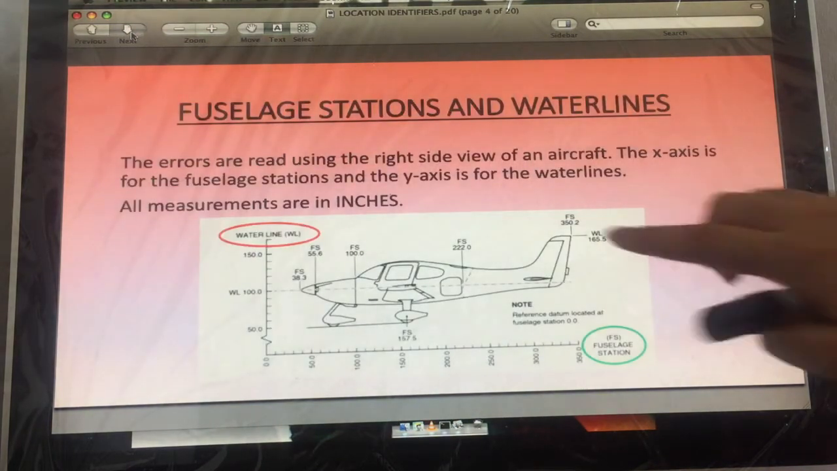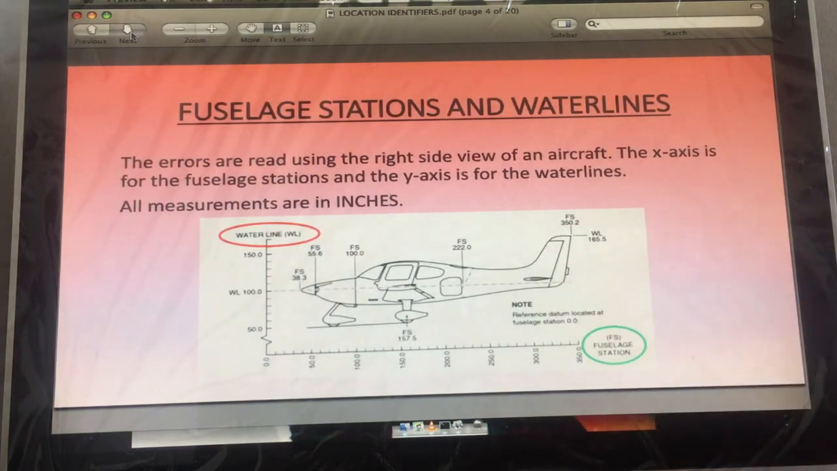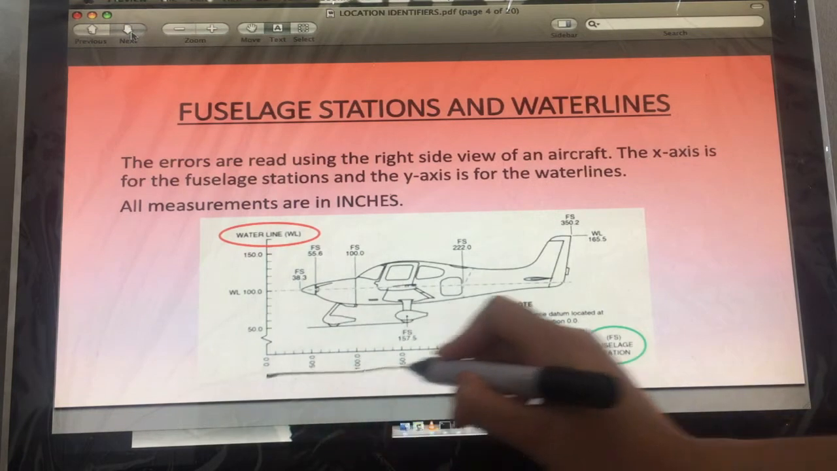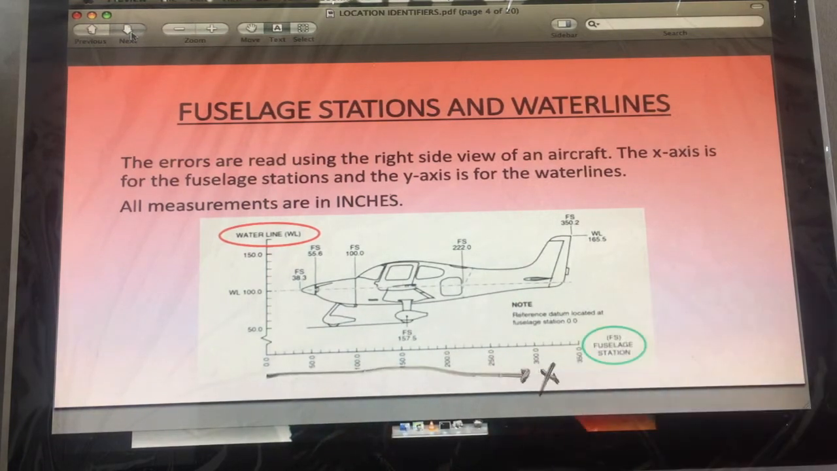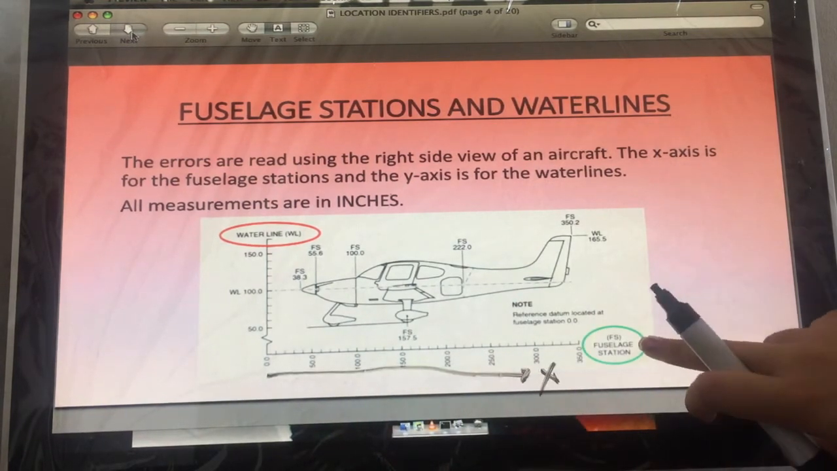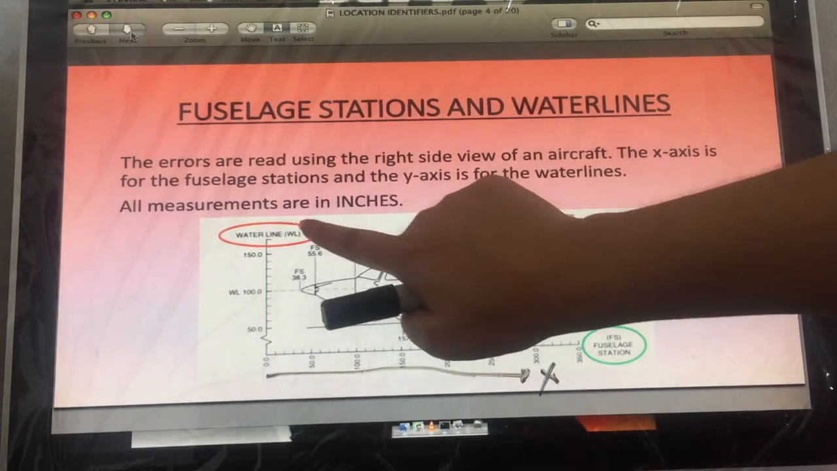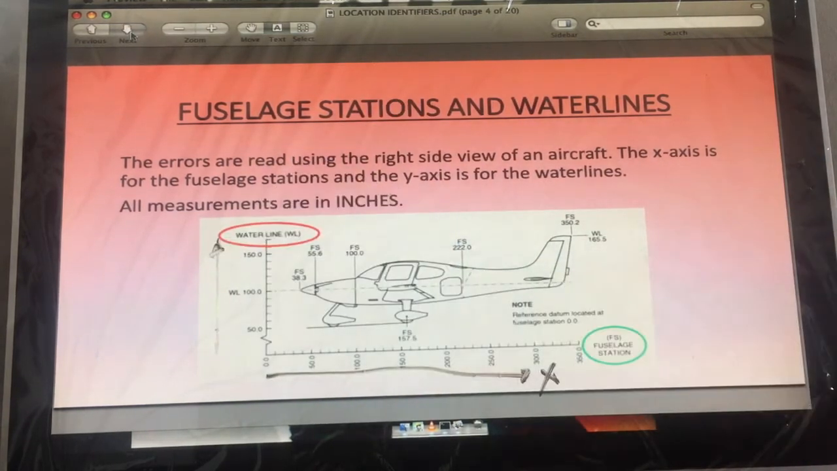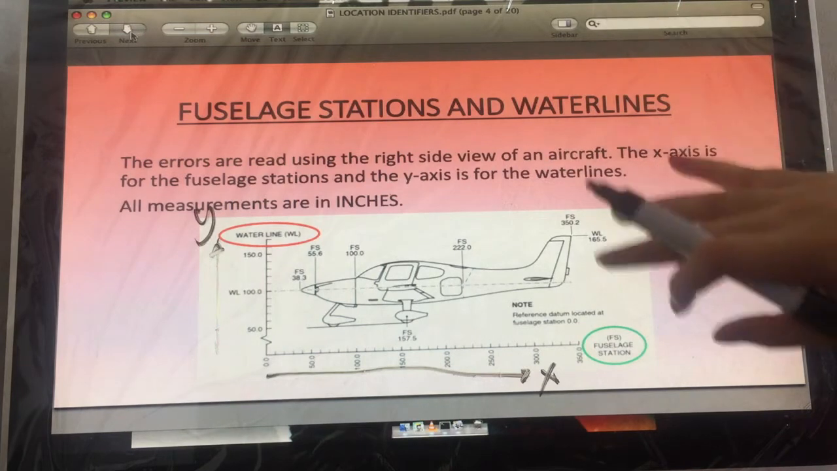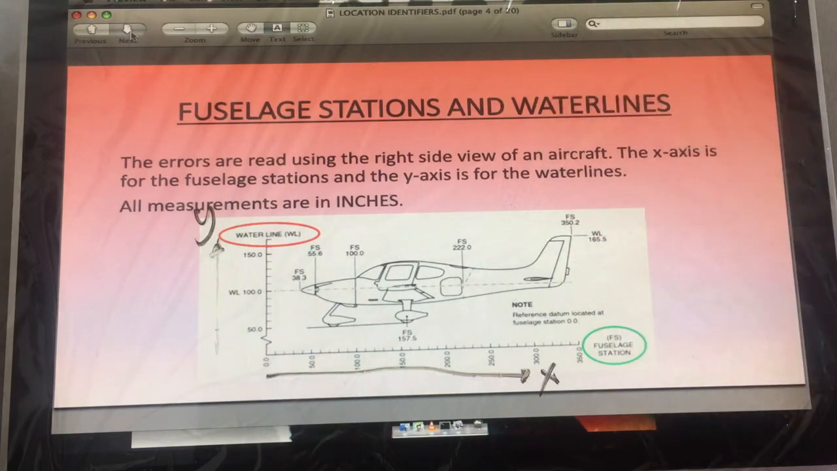This is the figure that we use for fuselage stations and water lines. This is called the right side view of an aircraft. The errors are read using the right side view. The x-axis is for the fuselage stations, while the y-axis is for the water lines. All measurements are in inches. For all the location identifiers, all measurements are in inches.